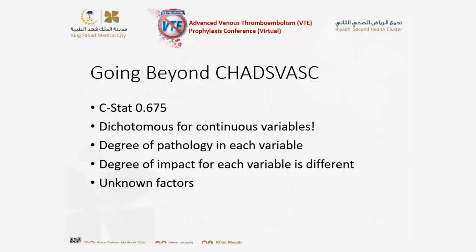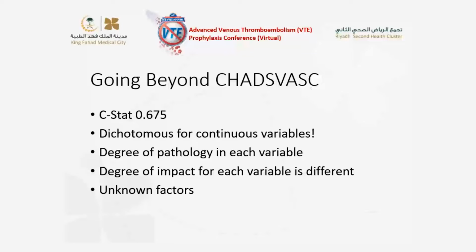The C-statistic is a method to estimate the predictive value of a test. So a C-stat of 0.5 tells you that your prediction tool is only as good as a coin toss in terms of who is going to develop stroke. The C-stat for CHADS VASC is only about 0.67. And that's a relatively low C-stat. This says to the cardiology community, to the internal medicine community, to people who address AFib, that we need to come up with a better tool.